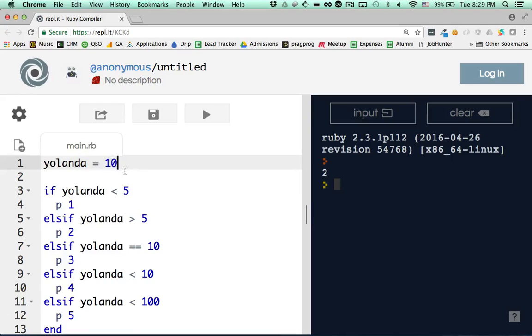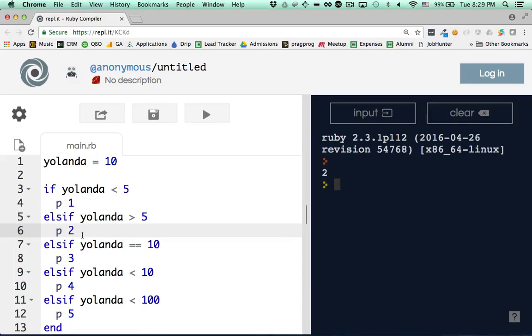So this is the way Ruby reads it. Yolanda is 10, noted. If Yolanda is less than 5, that's not true, so we skip that line. Else if Yolanda is greater than 5, that is true. We print 2, and Ruby says, oh, there's more else ifs here. I can ignore all of that. Because the rule is that we've executed one path. That's all we're going to execute. That's the way it works. Ruby's designers could have made it so that Ruby might execute all the various paths that are applicable, but it doesn't. It executes one, and then it just skips to the end.